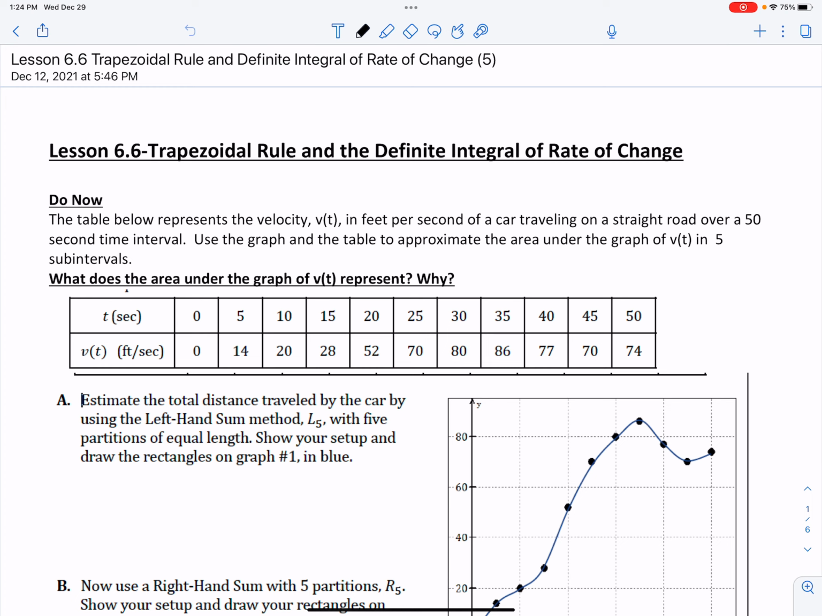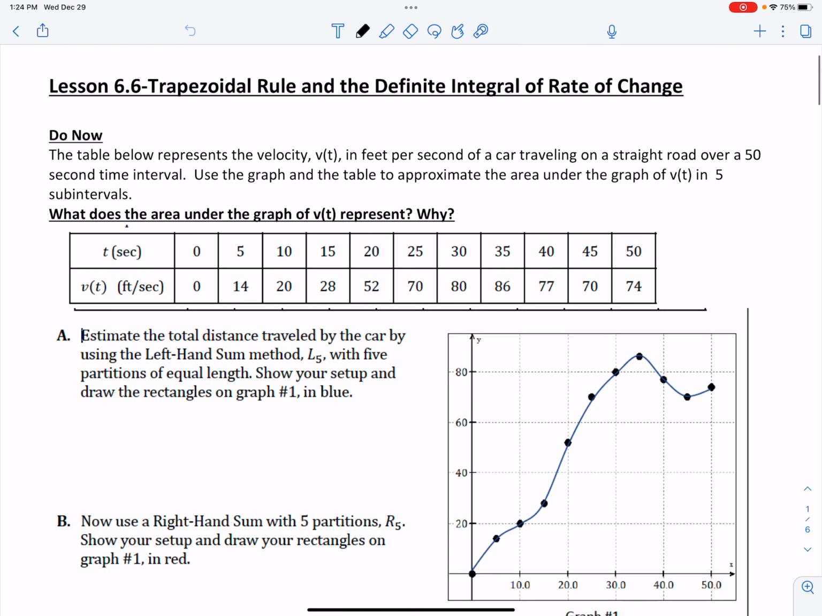The table below represents the velocity, v of t, in feet per second of a car traveling on a straight road over a 50-second time interval. Use the graph in the table to approximate the area under the graph of v of t in 5 subintervals. But this is the key: what does the area under the velocity curve represent?